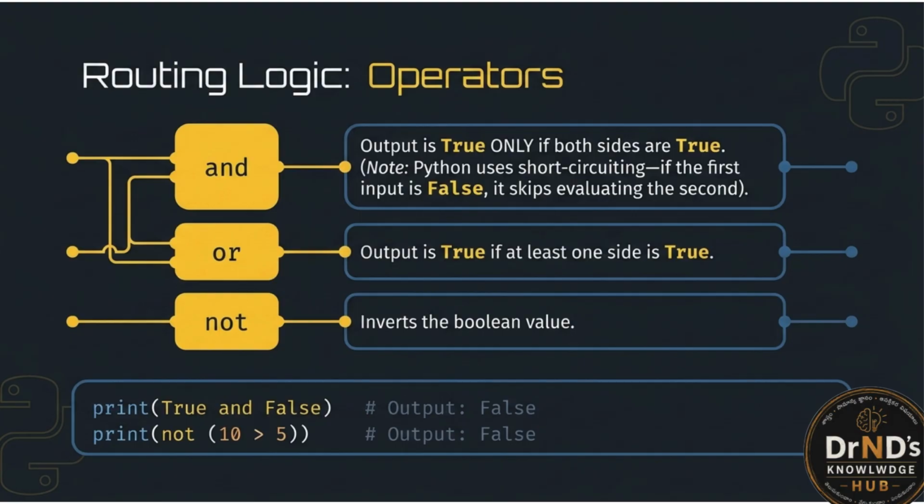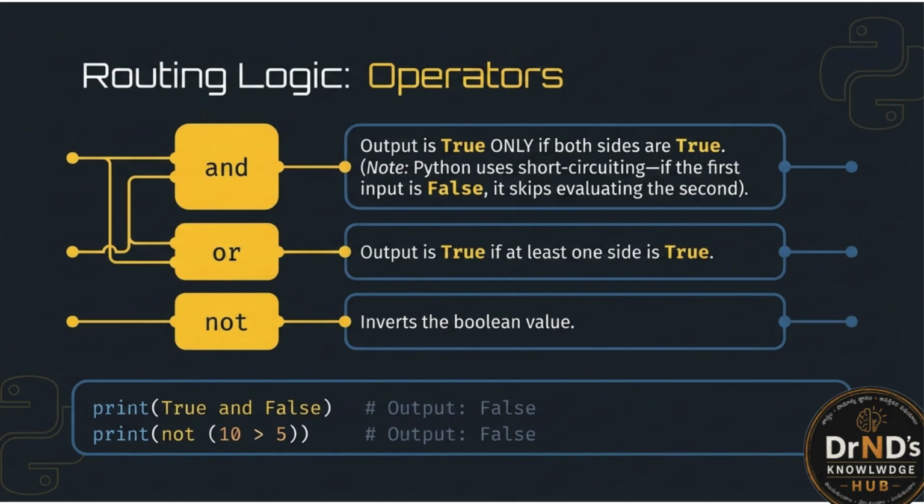In the previous slide, we learned that Boolean values can be either true or false. But in real world situations, we often need to evaluate multiple conditions at the same time. For example, a student must have both sufficient attendance and passing marks to be eligible for an examination. A patient may qualify for a treatment if either one of several criteria is satisfied. To handle such situations, Python provides logical operators.